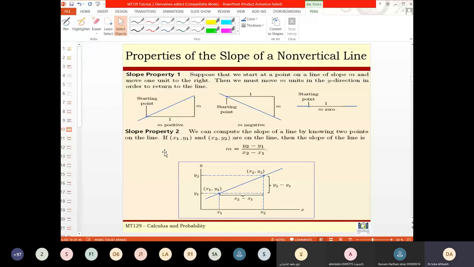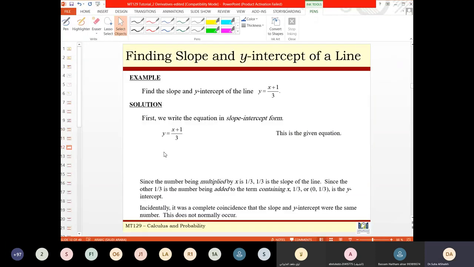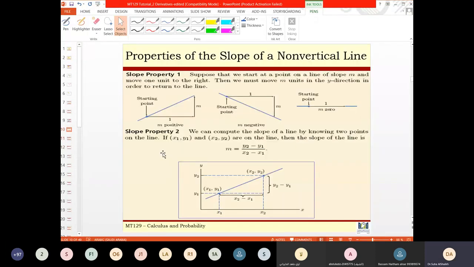One more slide here. Two more slides actually. Two more slides and I'm going to leave the exercises for next time. Now, first one, we have the slope interpretation here. We said the slope is m. M is like m over 1.